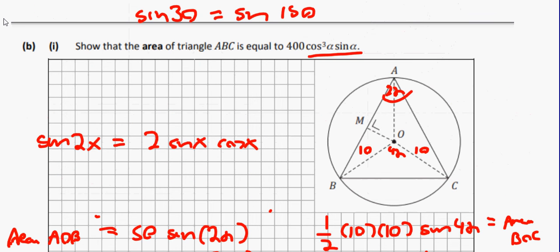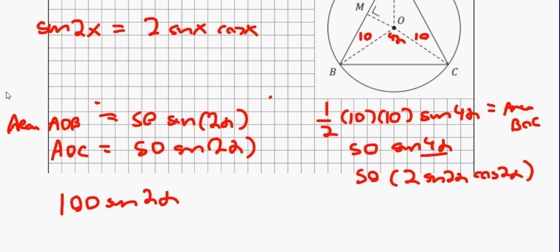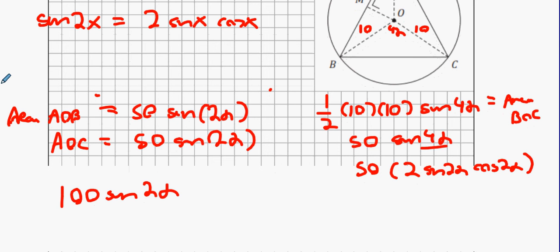Interesting. Hoping I didn't dig myself into a hole here. So that would be 100 sine 2 alpha cos 2 alpha. Alright. Now the two of these are going to add together.